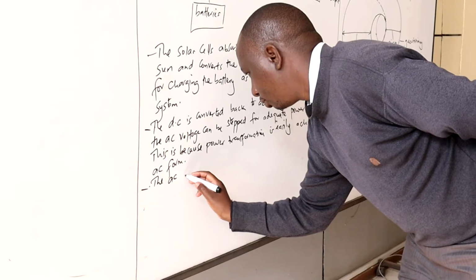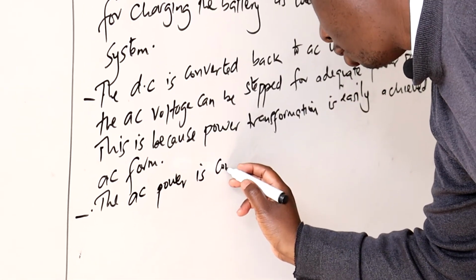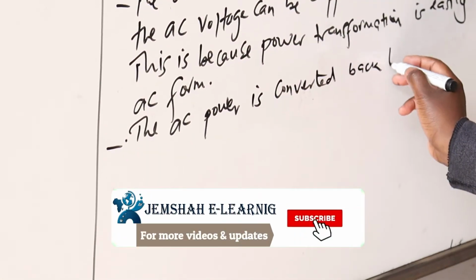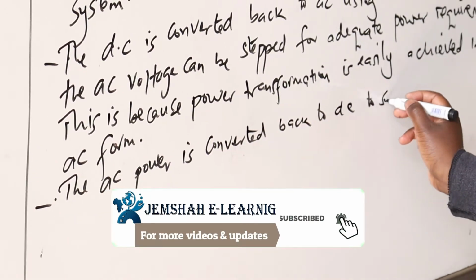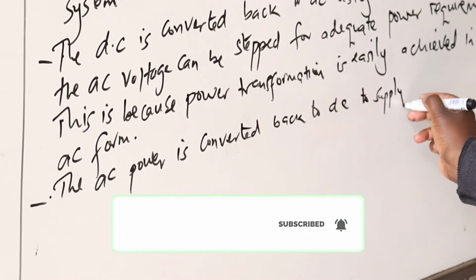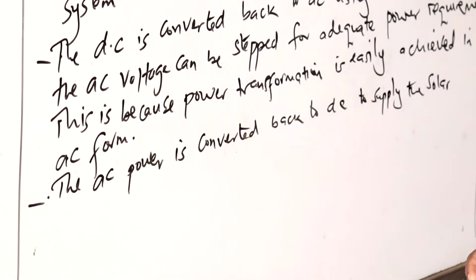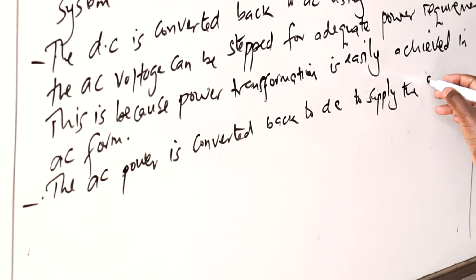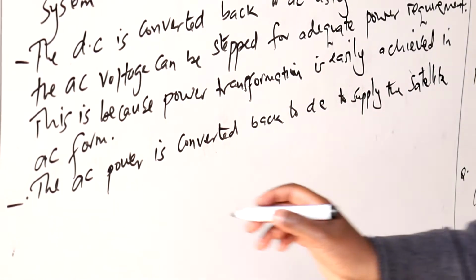The AC power is converted back to DC to supply the satellite equipments.